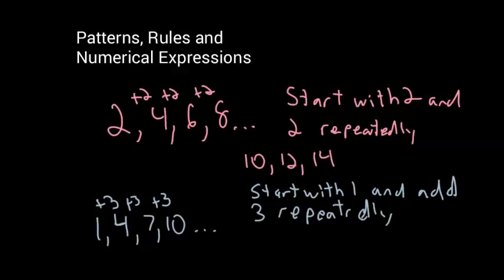So to get my next 3 terms, I would just keep adding 3. So 10 plus 3 is 13, 16, and 19.